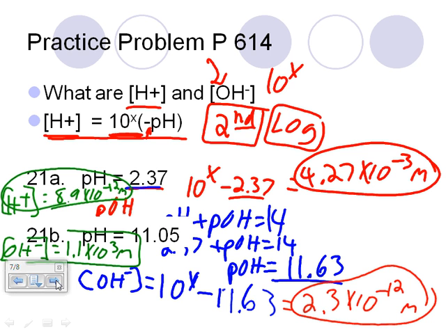So try this one yourselves. See if you can get those numbers. Remember, when you figure out the concentration of OH, it has to be the two-step process. Easiest thing to do is to figure out what pOH is first. It's a lot easier to do that than go the other way around.